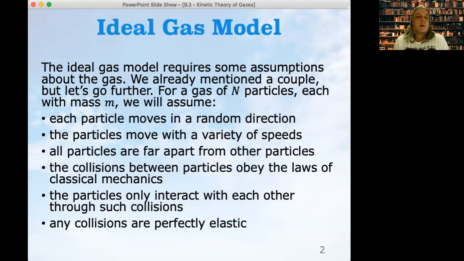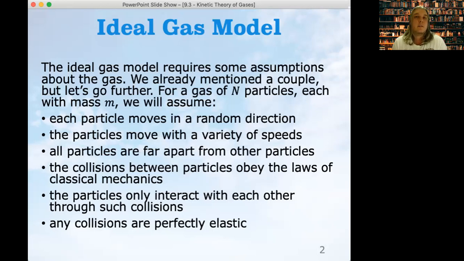The collisions between particles obey the laws of classical mechanics. The particles only interact through those collisions, so there are no electromagnetic forces attracting or repelling these particles. They just collide with each other, that's it, and those collisions are perfectly elastic. So that's the ideal gas model.